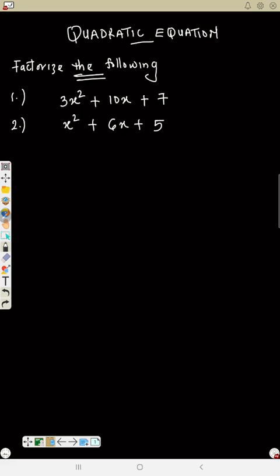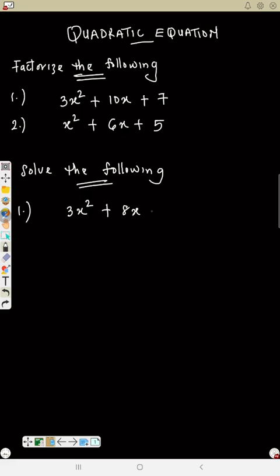Now the next one is solve. Solve the following. You can leave your answer in the comment box. Solve the following. Number 1, 3s squared plus 8s plus 5 equals 0. Number 2, s squared plus 10s plus 9 equals 0.